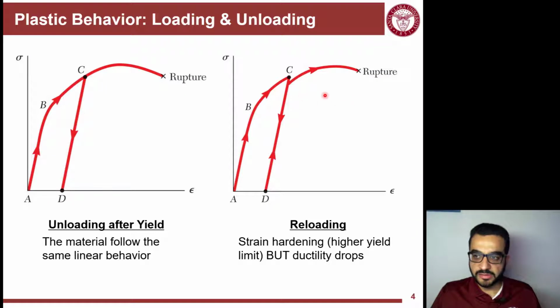So that distance here is not the same as this whole distance here between the yield and rupture when it didn't have any plastic deformations yet. But now your ductility got reduced. So there is a trade-off between the level of your yield limit and the ductility of the material. If you want to have a higher yield limit for a material, then you have to harden it, which reduces its ductility.